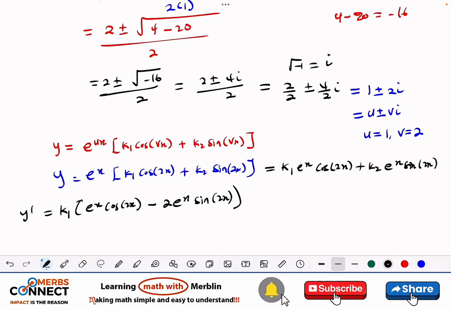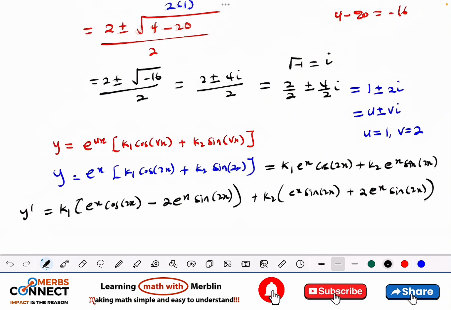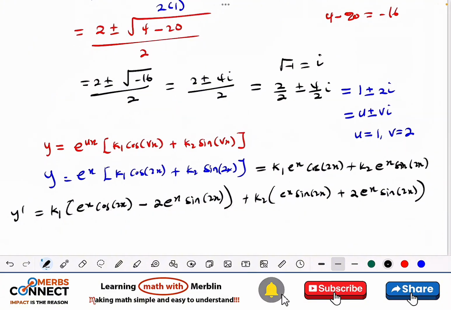Then the same thing for the other one, plus k2 taken out. I do the same thing here, product rule. I maintain sine 2x and differentiate e to the power x. I get the same thing, plus, now I maintain e to the power x and differentiate sine. When I differentiate sine, I'll get cos. And when I differentiate 2x, I'll get 2. So I'm going to have 2 e to the power x cos 2x. Close the bracket. So basically, this is what I'm getting.